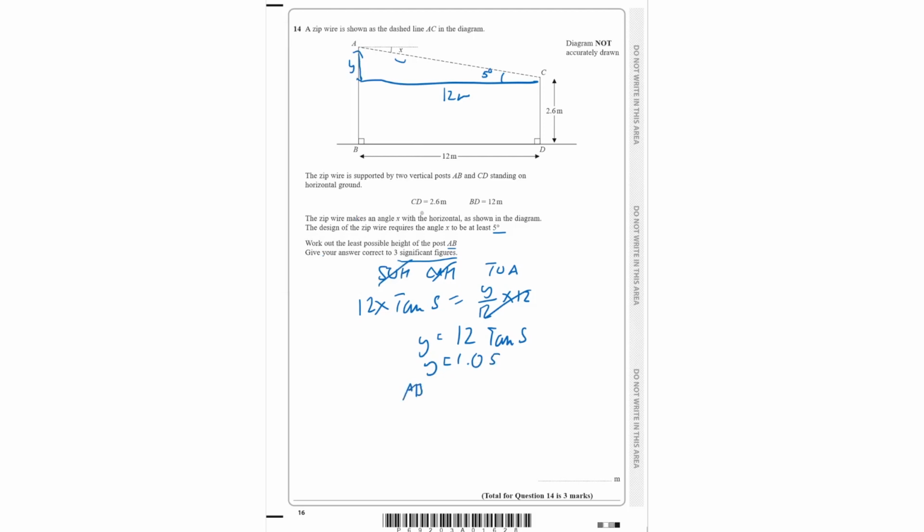And AB is comprised of y plus this distance, which is simply CD. And since CD is given as 2.6, we can rewrite that as y is equal to 1.05 plus CD, which is 2.6. So AB is equal to 3.65, which is three significant figures. So our final answer is 3.65 meters.